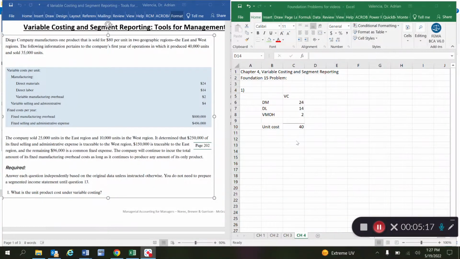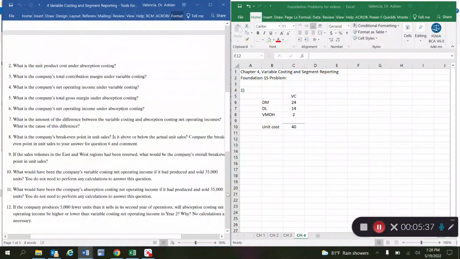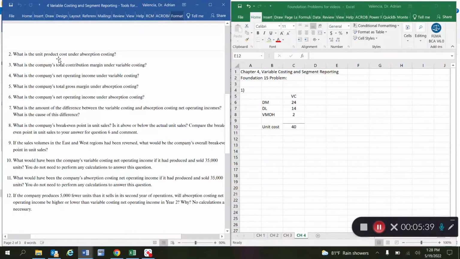So if we were using a variable costing approach for the product costs, then we would say that the cost per unit, and that includes only variable manufacturing components, is $40 per unit. Okay? And then question number 2, I believe, asked for absorption costing. Yes. So what is the unit product cost under absorption costing?